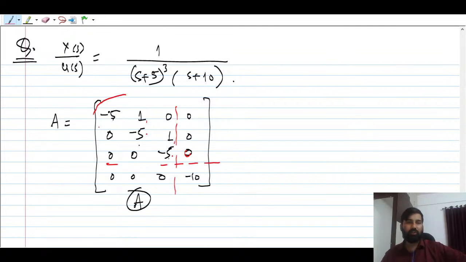This is going to be a Jordan block. If you partition this matrix, the -5, -5, -5 is getting repeated. So this is going to be your Jordan block.